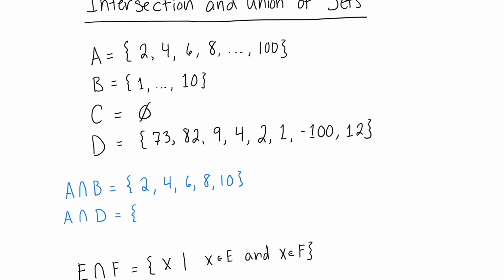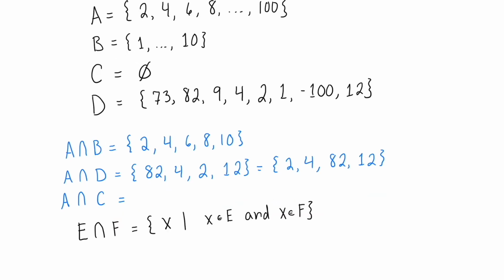Similarly, let's look at A intersect D. If we look at D, we want to just pick out the elements from D that are also in A. Those are 82, 4, 2, and 12. I wanted to write D in this way because I wanted to emphasize that sets don't have to be written in numerical order, and really order doesn't matter. It's just showing you what the collection of elements are. Similarly, I could have written A intersect D as 2, 4, 82, 12. So I can rearrange the order any way I want.